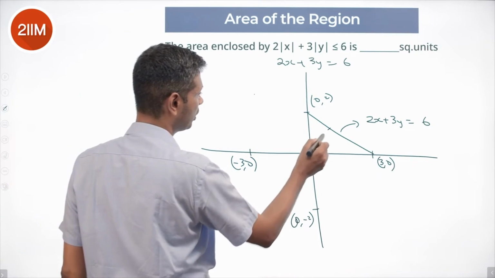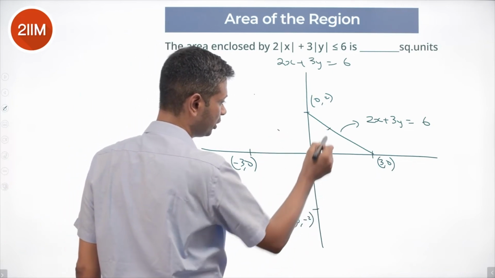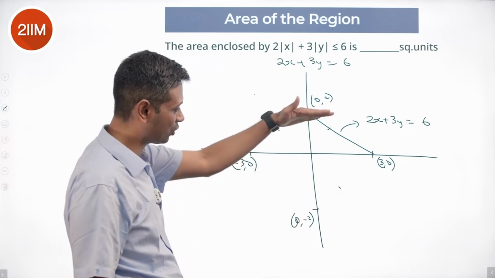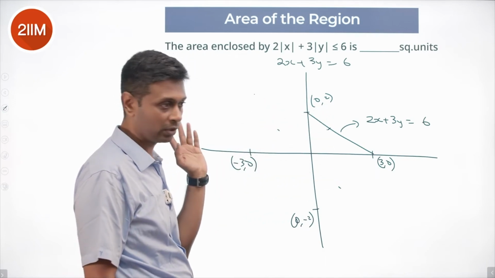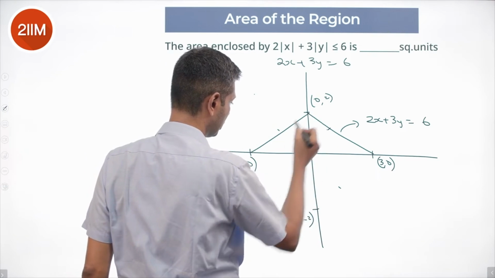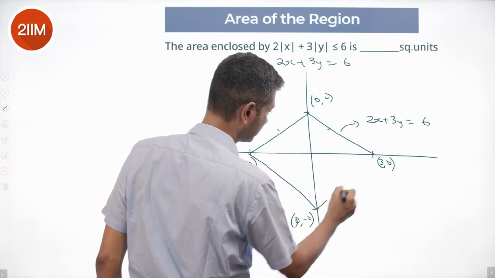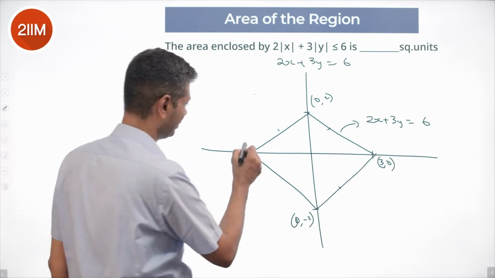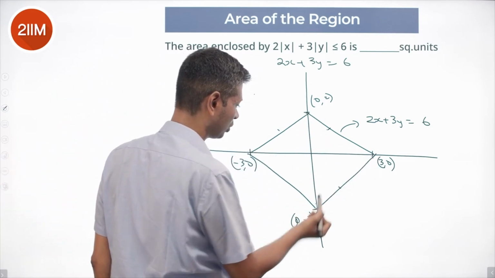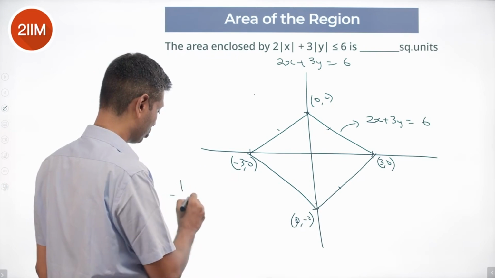If a point here works, a point here will work. A point here works, a point here will work. Instead of x put minus x, that will work. Instead of y put minus y, that will work. So I'm dealing with a shape like this. It's a nice little rhombus. This being 6, this being 4. Area is half into product of diagonals.